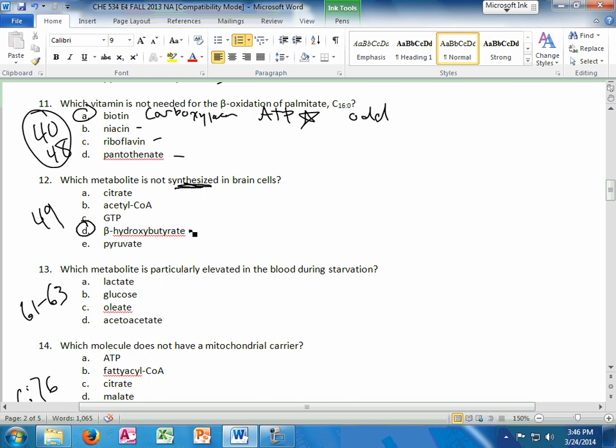Which metabolite is particularly elevated in the blood during starvation? Lactate shouldn't change that much. Glucose is going to go down. Oleate, or any fatty acid, is going to stay the same, slightly go up. But either of the ketone bodies, hydroxybutyrate being the other one, are going to go way up. So that's the answer there.